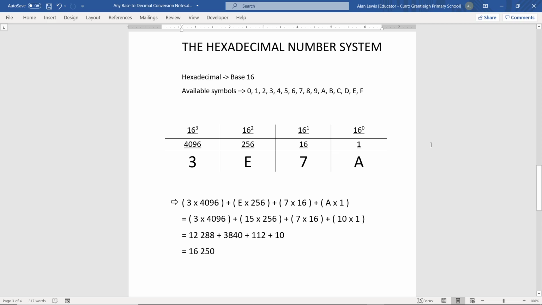So you can convert any base, it doesn't matter what it is, into decimal using this method. You just break it up into its columns and then you add them up. That's how you convert any base into decimal.